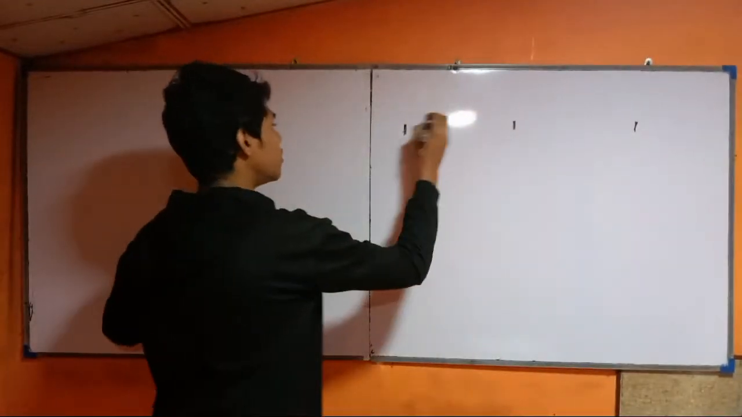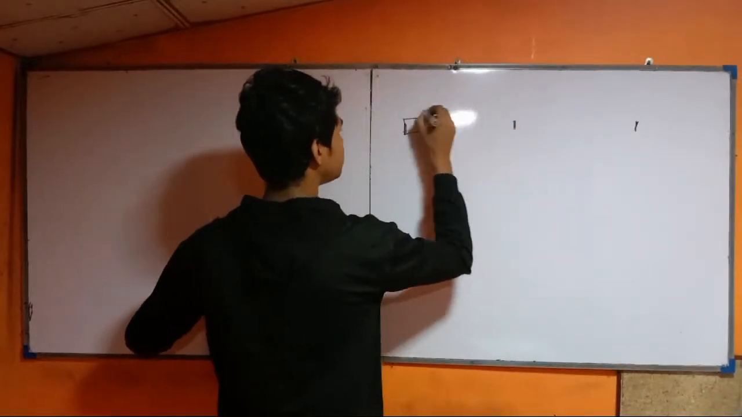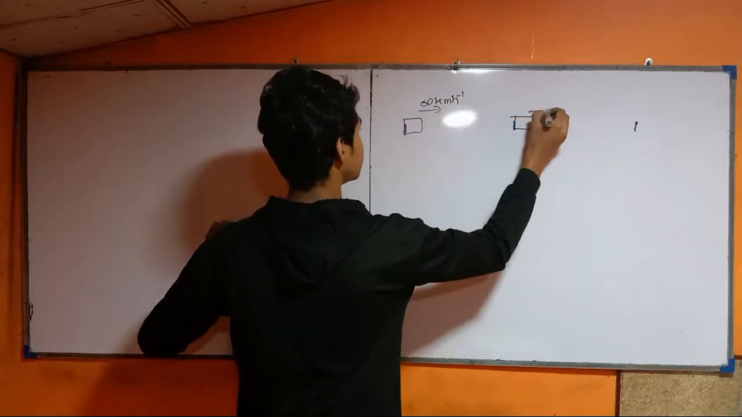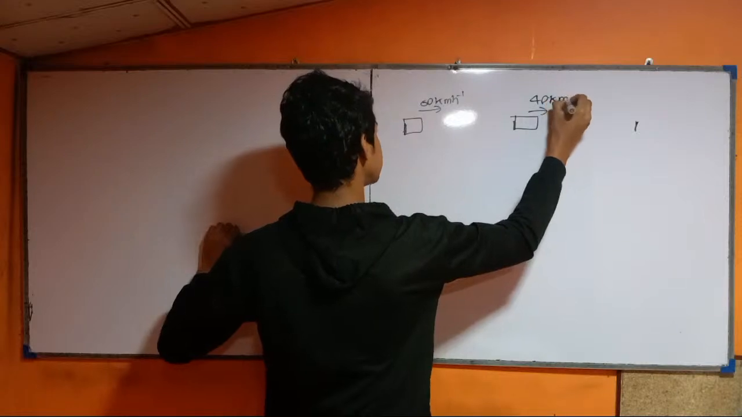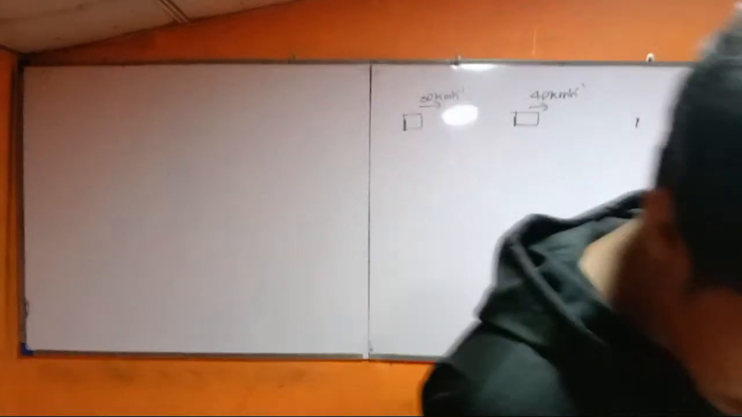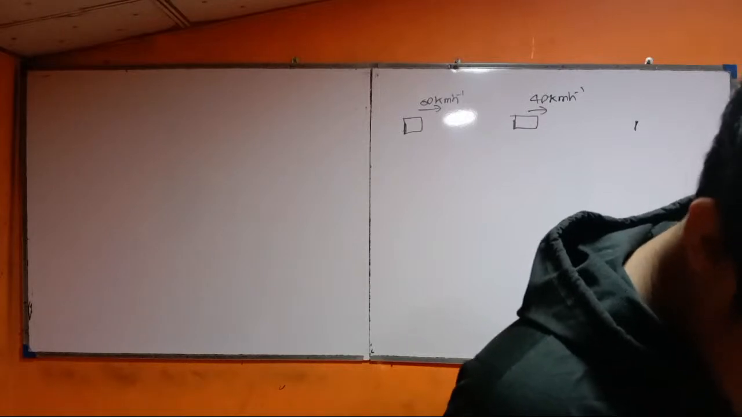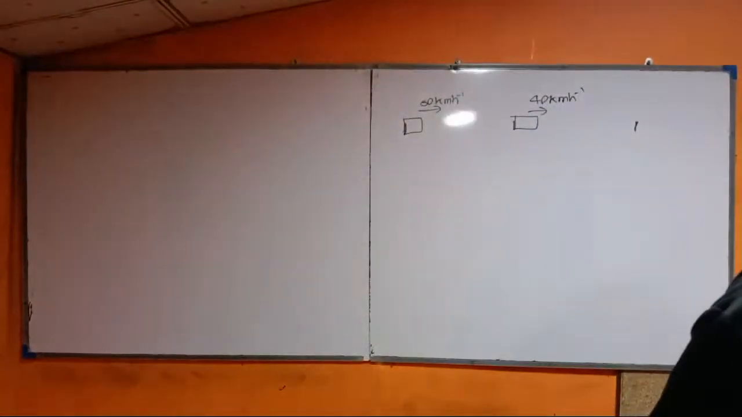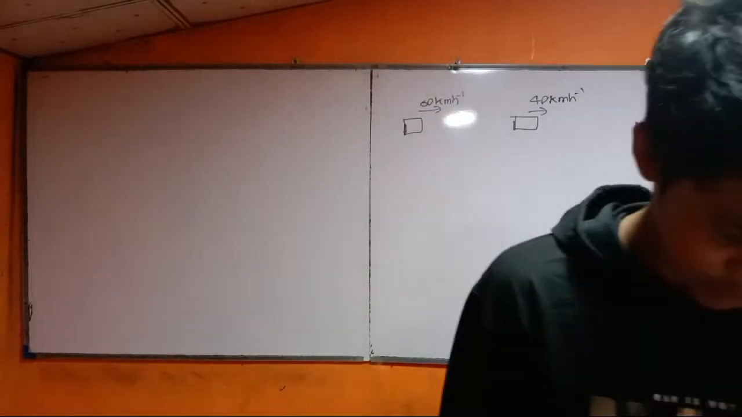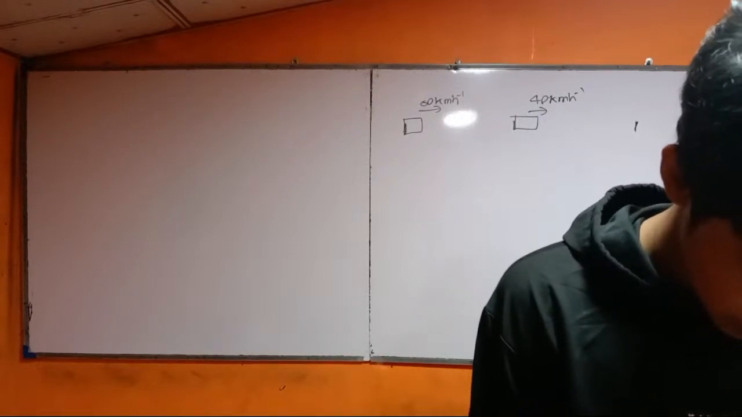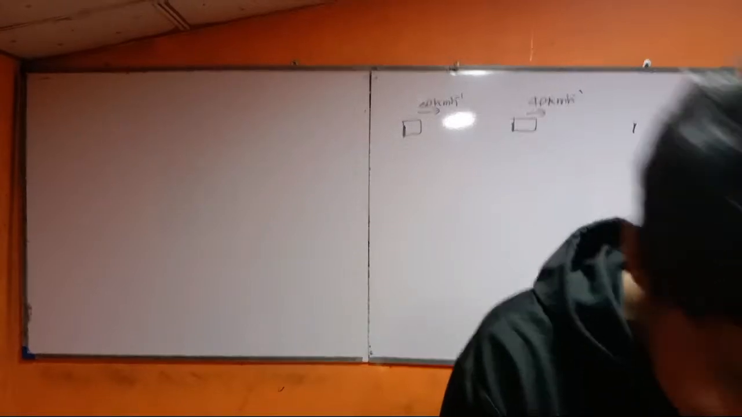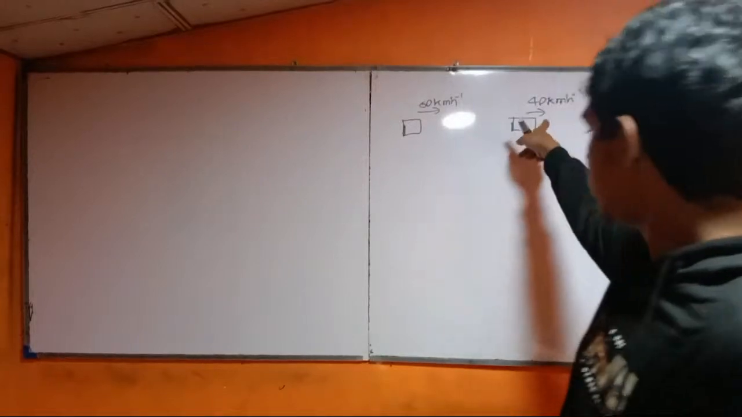From here to here, he's going to move with how much? 60 kilometers per hour. Then from here to here, he's going to move with 40 kilometers per hour. What is the average velocity for the total journey in kilometers per hour? First, what is the information they have given? They have given the speed: 60 kilometers per hour from here to here and 40 kilometers per hour from here to here.